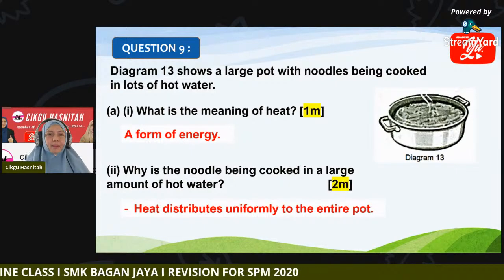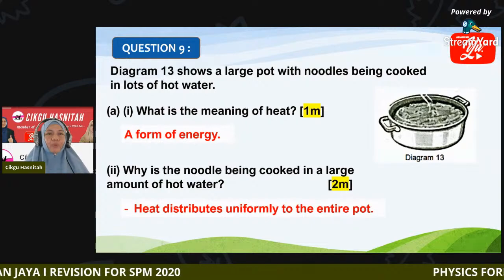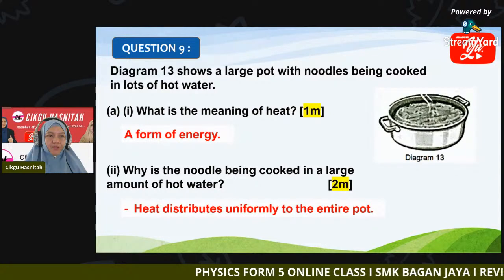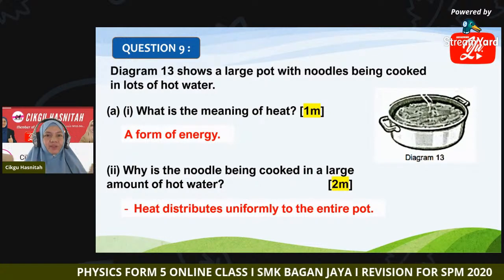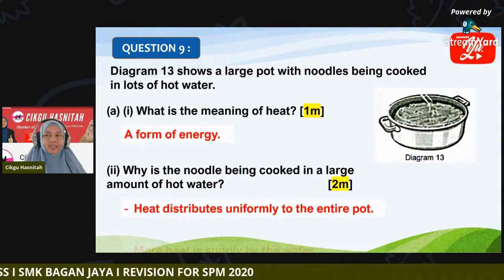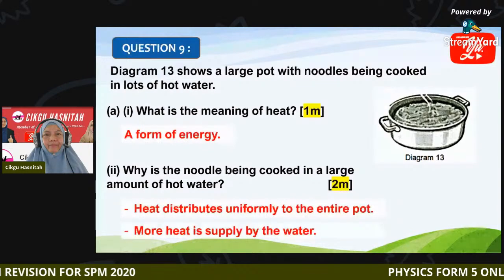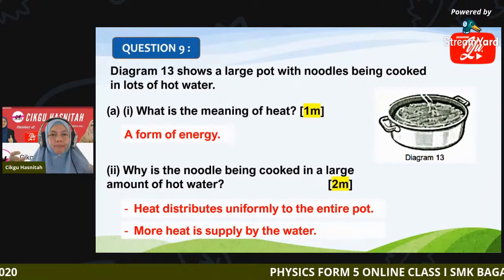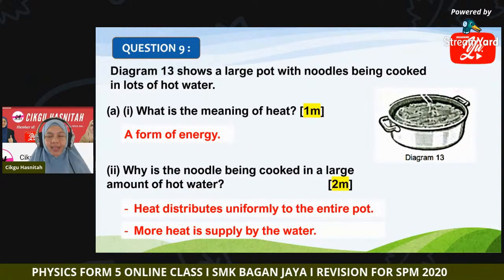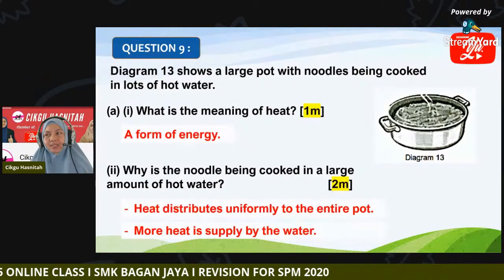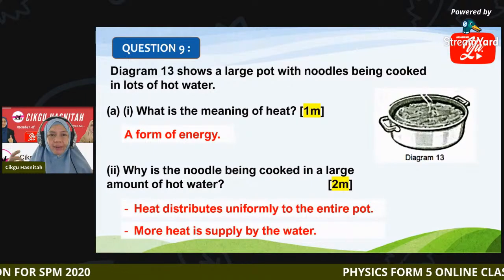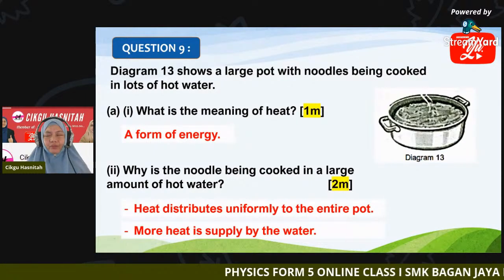Number 1, so that there will be a uniform distribution of heat to the entire pot. Okay, so heat will be distributed evenly to the entire pot. And second, more water means more heat will be supplied to the noodle. So these are the 2 points: heat distributes uniformly to the entire pot, and more heat is supplied by the water to the noodle.